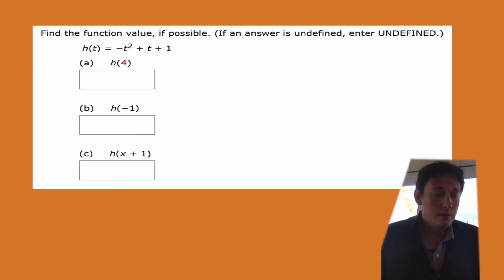In the next question, you're asked to find the value of each of these functions. So in here you have a function h of t in terms of t. We have t show up here and t show up here.